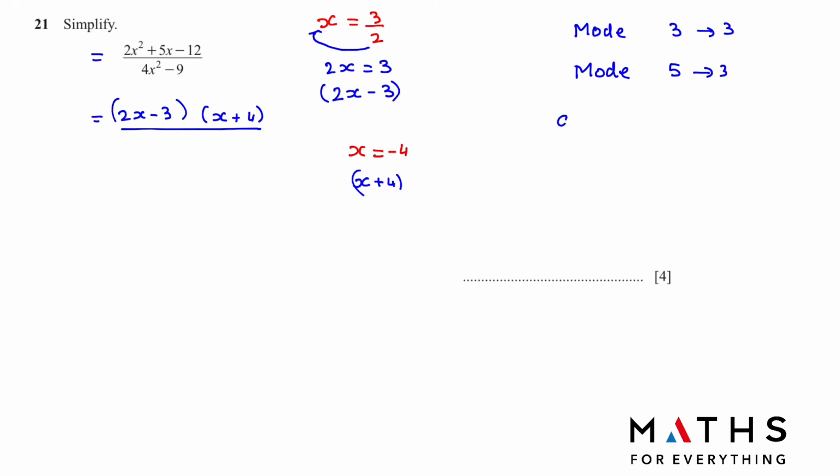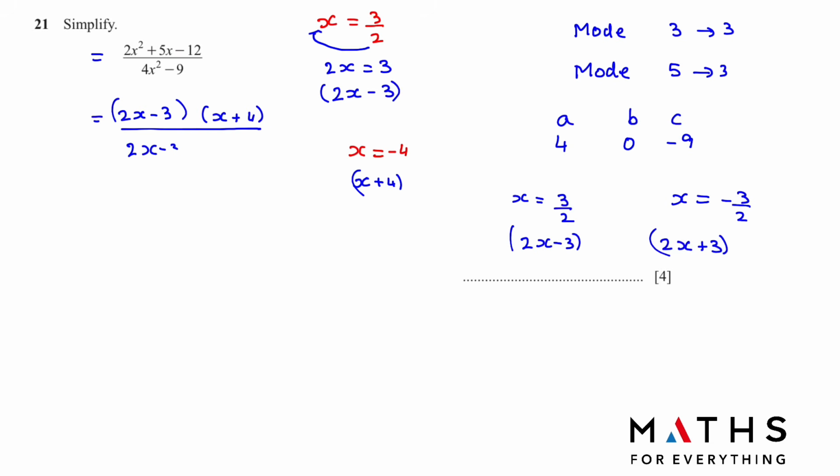You're going to do the same process for 4x squared minus 9. The only difference is that you will have a, b, and c. Your a is 4. B is the number before x. You don't have an x here. You're going to put a 0 and then negative 9. You are going to get x is equal to 3 over 2, which you know is 2x minus 3. And the other number you will get is x is equal to negative 3 over 2. So first you multiply the x with 2 and the negative 3 will become positive 3. So in the denominator we are going to write 2x minus 3 and 2x plus 3.